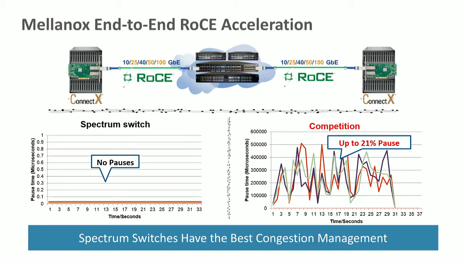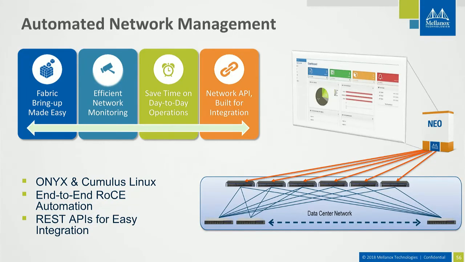So we have talked about the importance of having automated network management. Mellanox network orchestration management software, which we call NEO, provides end-to-end network automation for deployment, monitoring, and troubleshooting. Operations such as MLAG configuration and RoCE configuration can all be automated to save time and cost and to eliminate errors from manual operations. NEO also offers RESTful APIs for easy integration with your existing management software. And best of all, NEO is free of charge.